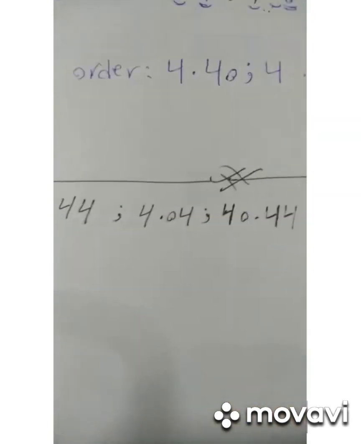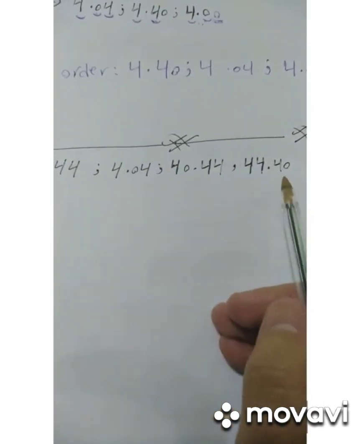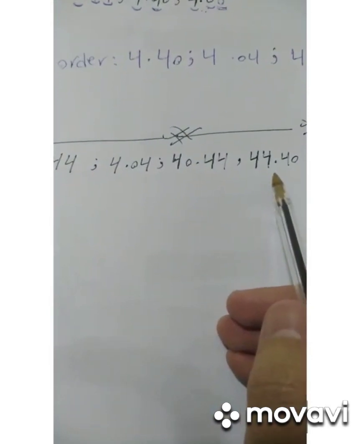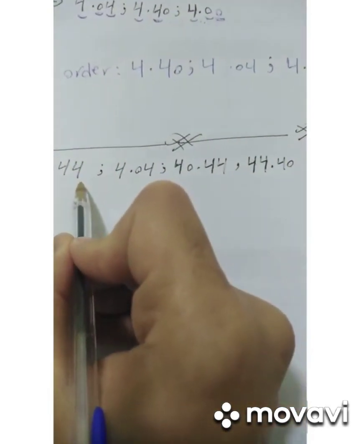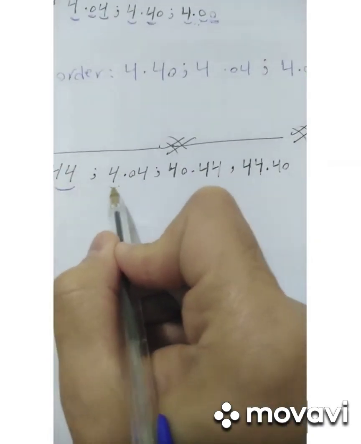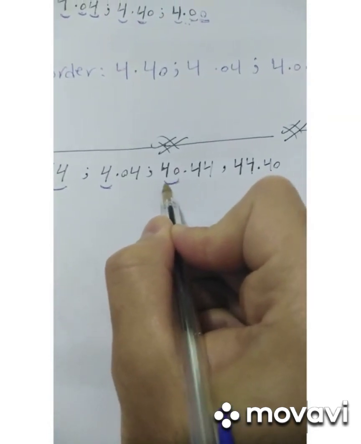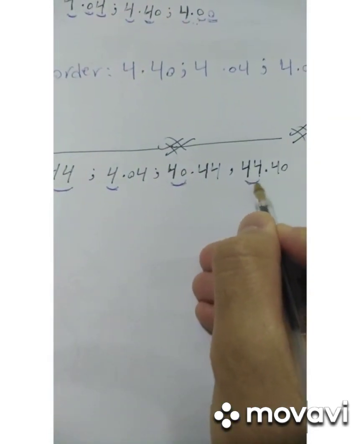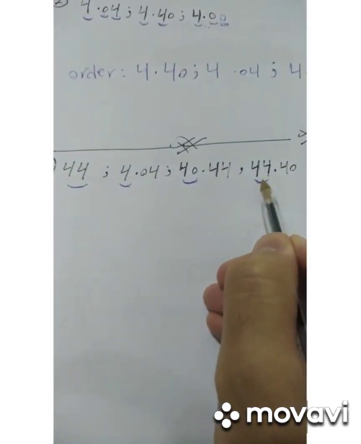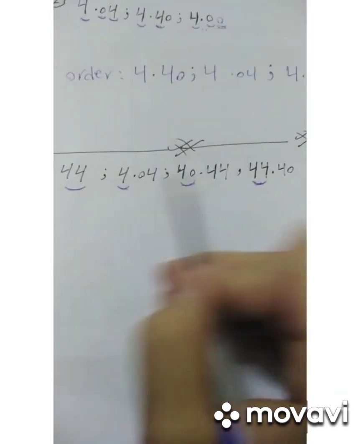Okay, the last example. Now we have a set of 4 decimal numbers, and we want to arrange them from greatest to least. At first, look at whole. Here, what is whole in this number? Whole is 44. And in this number, we have 4. In the third number, whole is 40. And 44 again. So, the two greater number are 44 and 40 hundredths. Can we compare them? No, we can't. They are equal in whole.